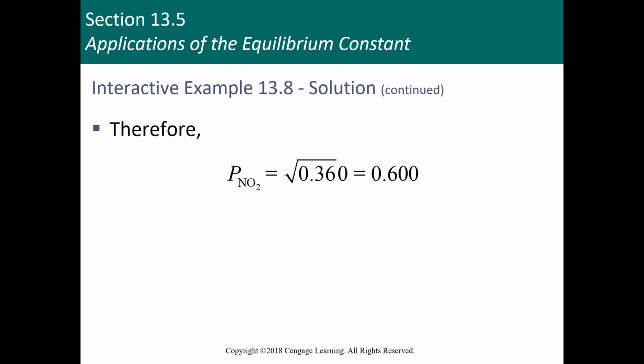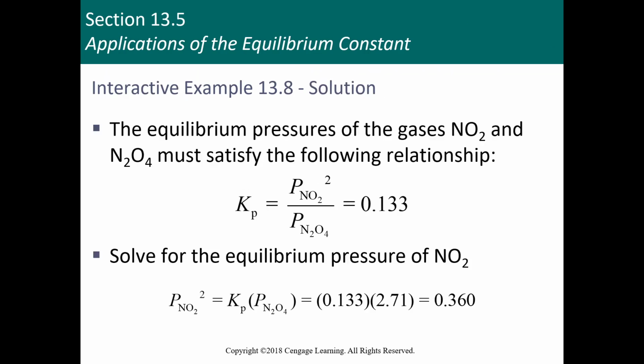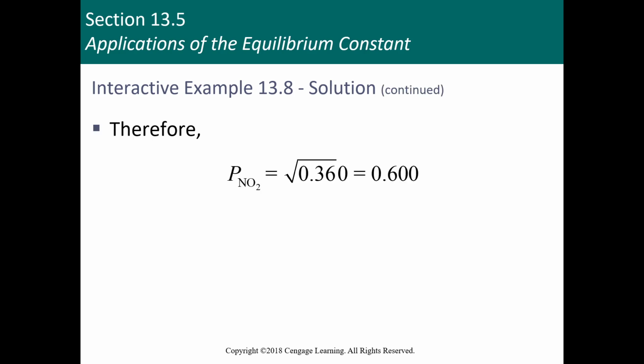Okay, so we will have our equilibrium partial pressure of NO2. And so our equilibrium partial pressure is the square root of 0.360, which is what we got from the previous part, and that gives us 0.600, which would be in atmospheres if you're curious, which I forgot to put in this slide.